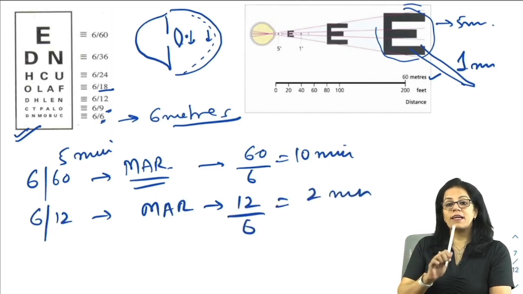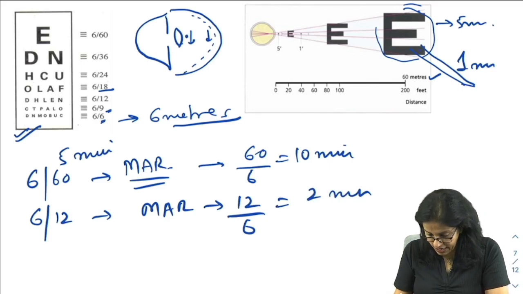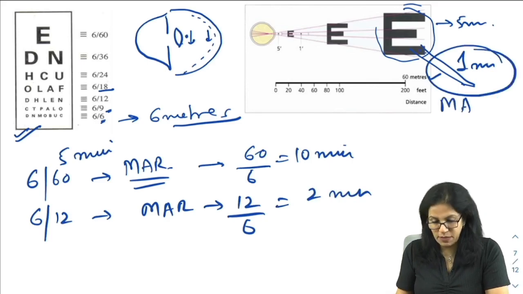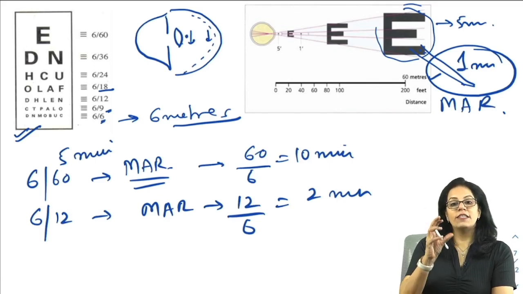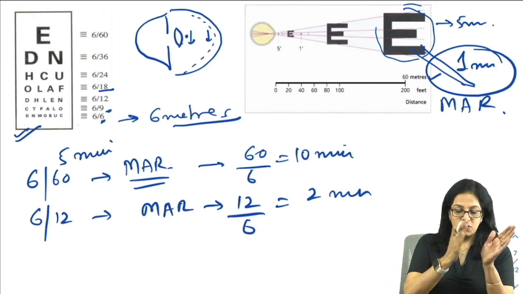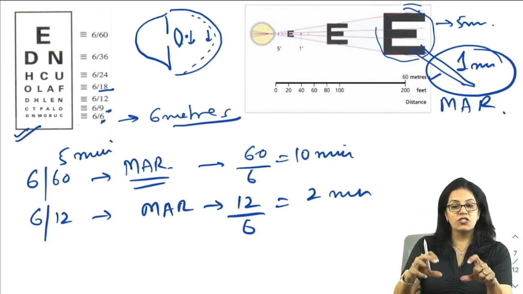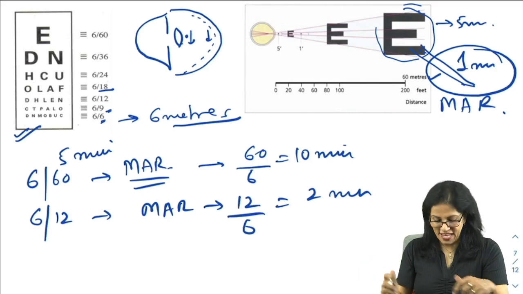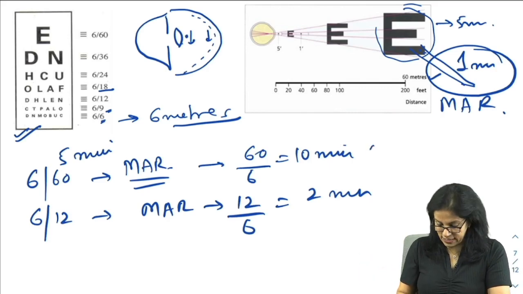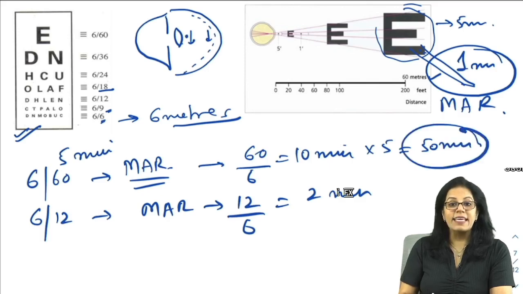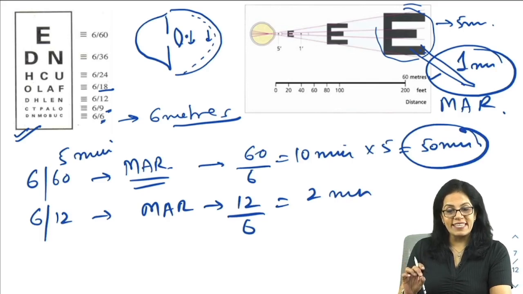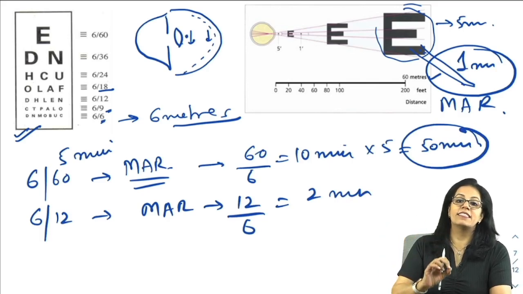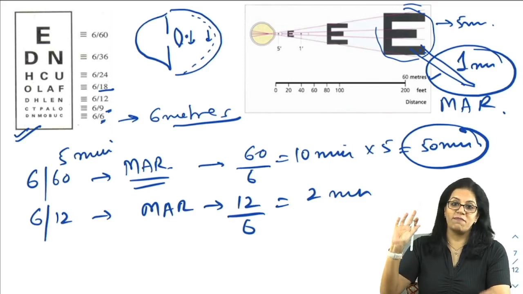But minimum angle of resolution means the margin of the letter that is subtending. That is what is minimum angle of resolution. And what will be the overall? Overall, it is always 5 times. The whole letter is made in such a way that it is always into 5. So overall for 10 minutes, it is into 5, which is equal to 50 minutes. Means this E letter is going to subtend an angle of 50 minutes at 6 meters. At 60 meters, it was 5 minutes.